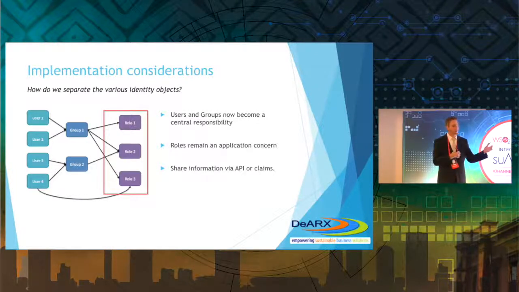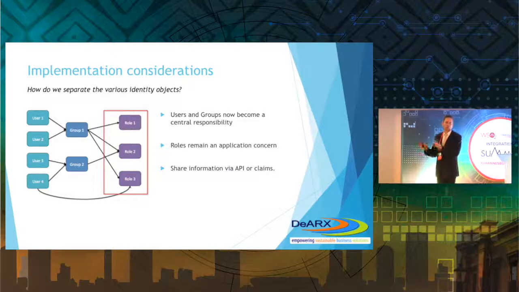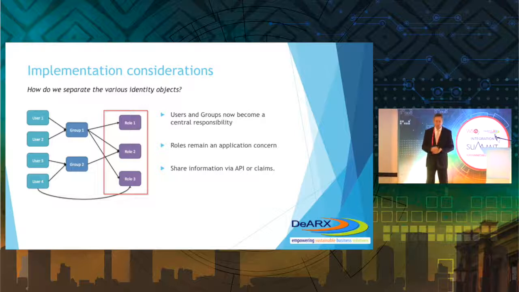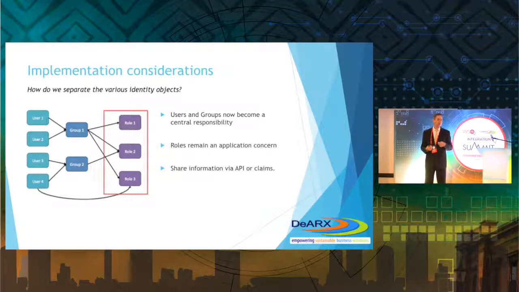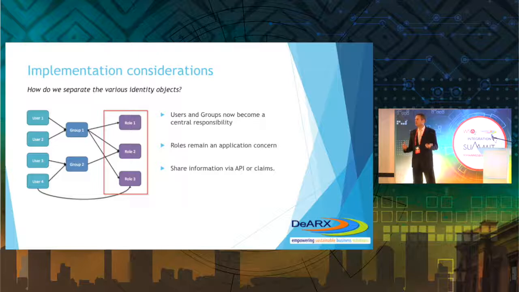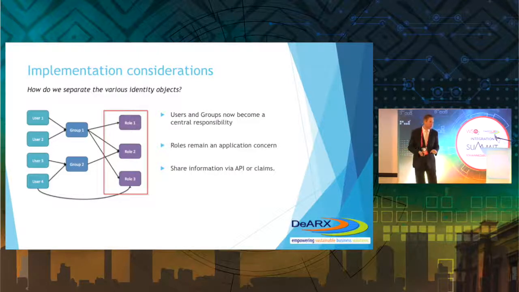We keep our users and our groups in our central infrastructure, and we make roles and permissions an application domain concern. And then we use references to the entities in these various systems to just glue the things together. And then at the end of the day, we can use a common API to get information about the user and information about the security.